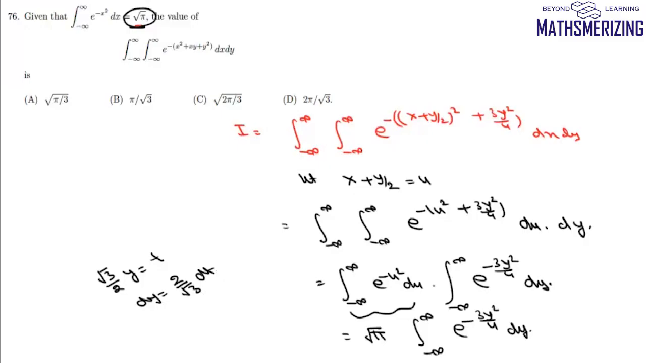So this integral will now be under root pi, from minus infinity to plus infinity, 2 upon root 3 e to the power minus t square dt. Now again, integral of e to the power minus t square is under root pi. So it will be 2 pi by root 3, and that's your option number D.